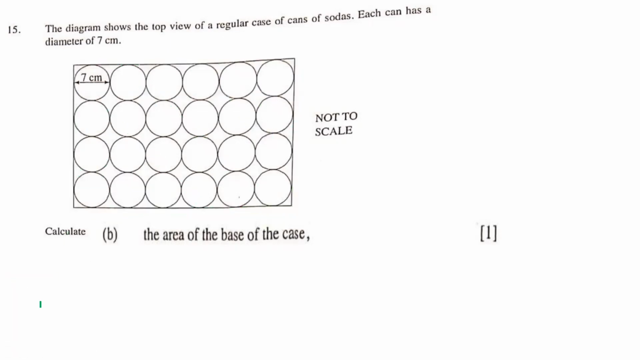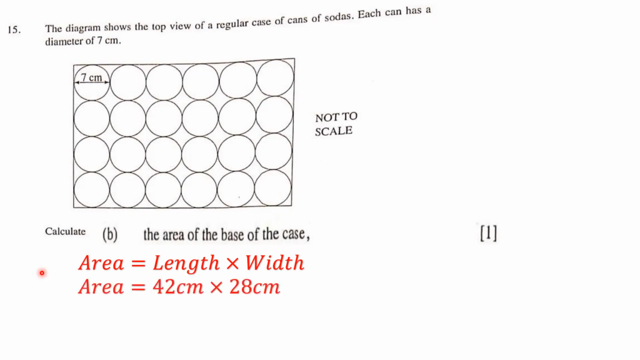So we need to multiply the length times the width. The length is 42 centimeters, we learned that earlier, and the width is 28 centimeters. That means the area of the base of the case is going to be 1,176 centimeters squared. Let's move on to the next question.